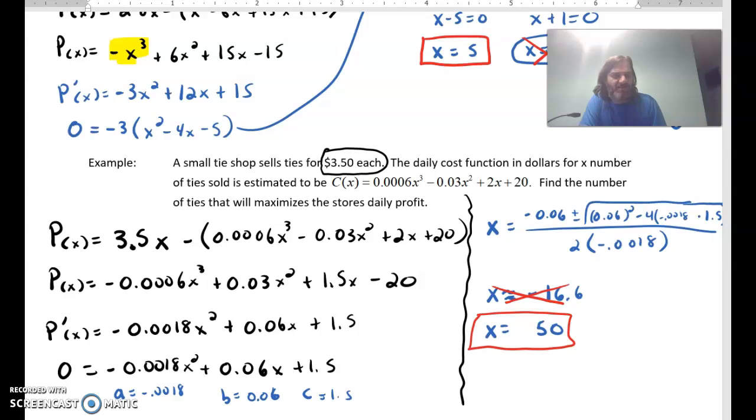Now, a lot of things could happen, but again, over here we've got that negative x cubed. So that's the upside down cube function that has two turning points. One of them happened to be when x was negative 16.6. That would be the first one, so that would be a minimum. And the other one would be a maximum when x is 50. So they need to sell that many ties to maximize profit.